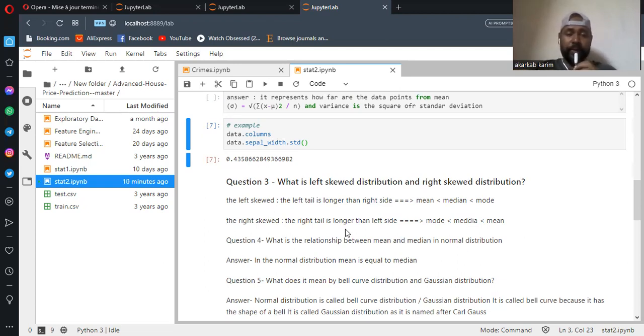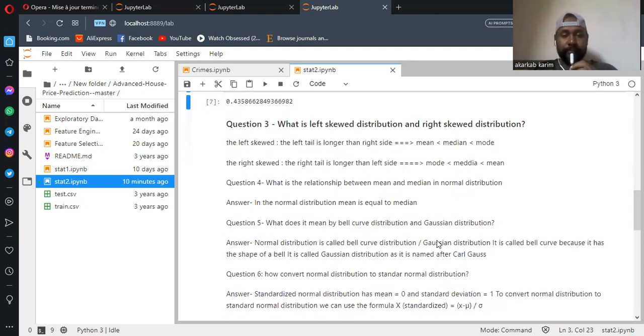Well, if we come to the fifth question here: what is the relationship between mean and median in a normal distribution? This is the perfect distribution, and any data scientist or machine learning engineer faces this kind of distribution. The answer: in a normal distribution, the mean is equal to the median. Why? I will show you that in practice in the next sessions.